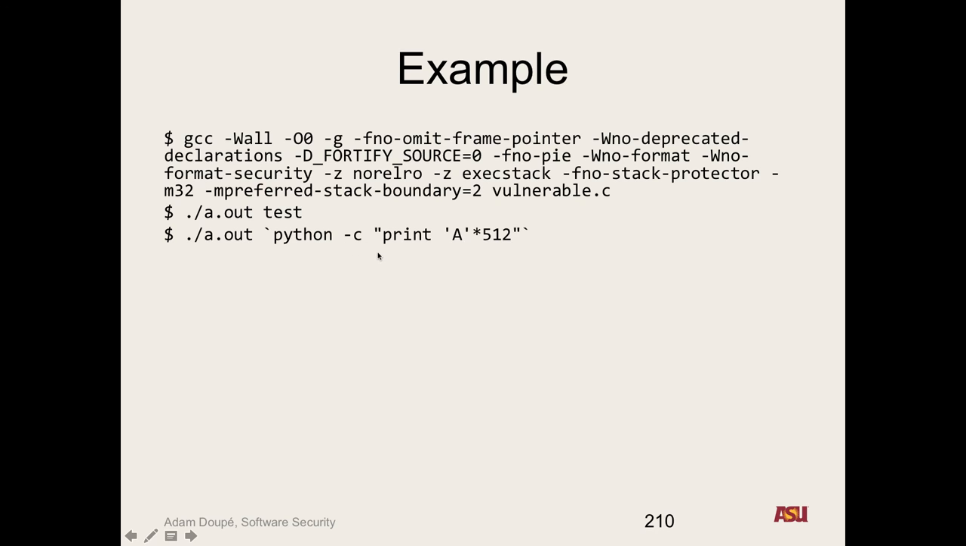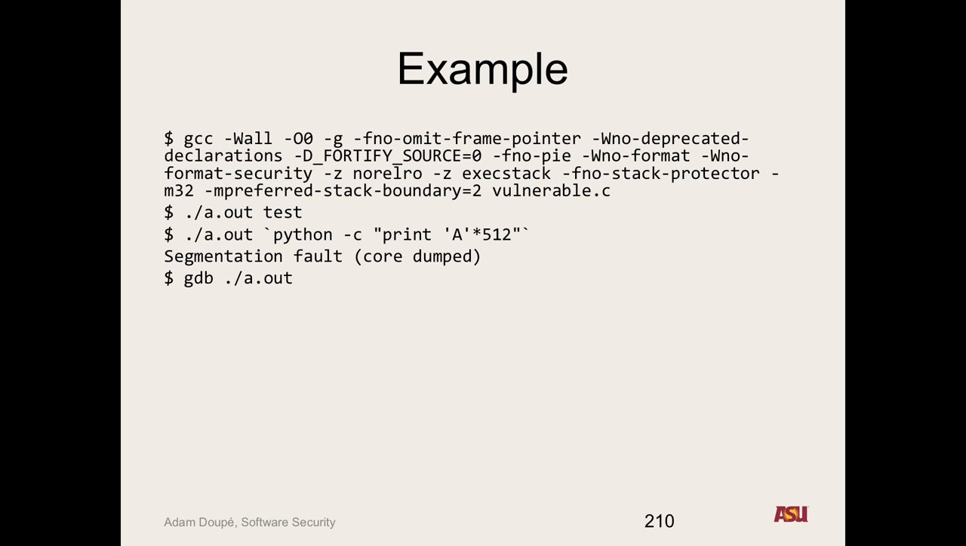python -c means here's a Python program on the command line, and the double quotes mean that inside is the Python program. So this prints out A times 512. The Python program gives us 512 capital A's, and that's passed as argv1 to the vulnerable function. And we get a seg fault. This is our first indication that this is a buffer overflow. But we want to test this.